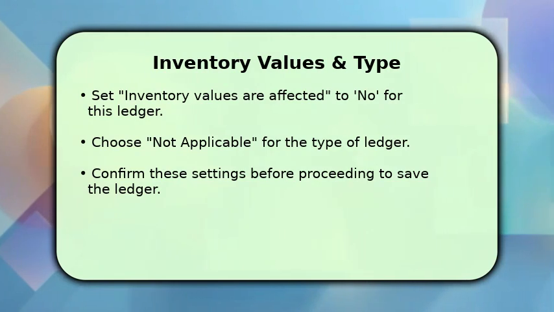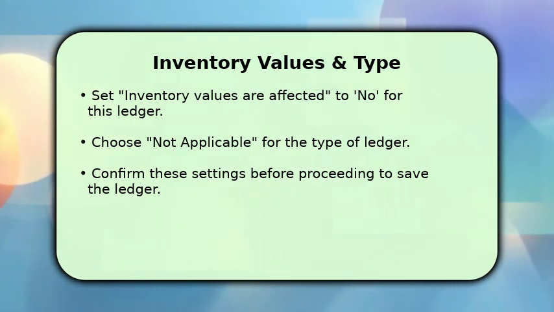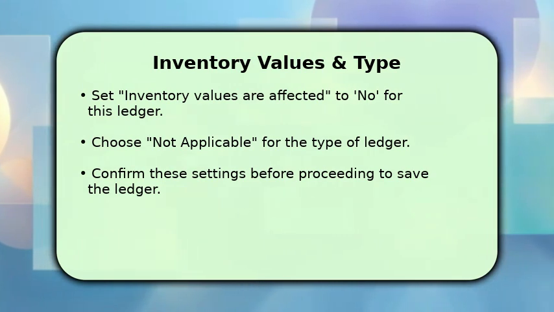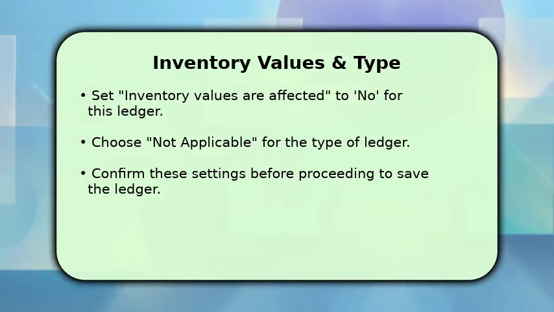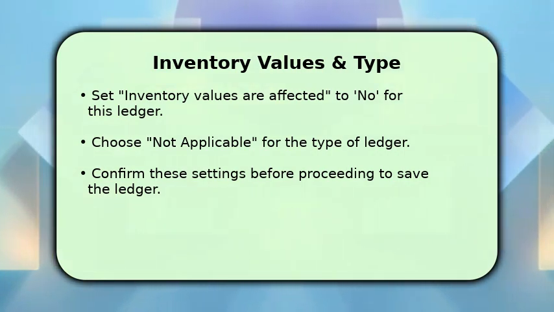Next, we address inventory values. For Purchase Return Ledger, set inventory values are affected to No. This is because the inventory has already been reduced when the original purchase was recorded. Also, select Not Applicable for the type of ledger. Confirm these two settings carefully before moving on.